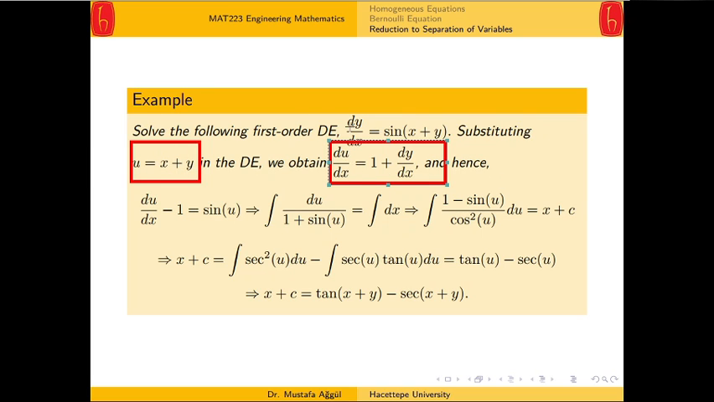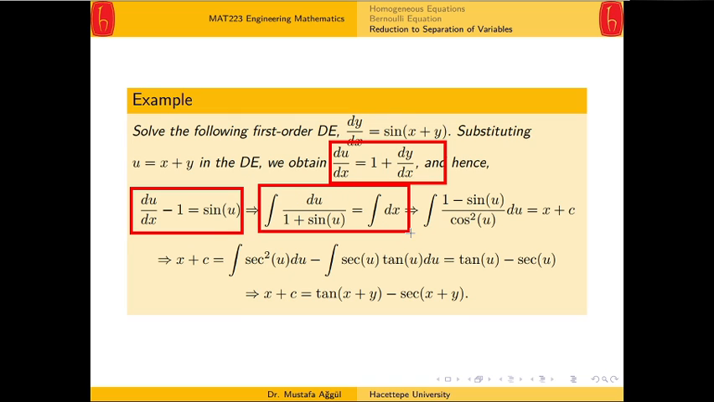If you substitute this in the differential equation, dy/dx is equal to du/dx minus 1, and on the right hand side we have sine of u. So this is our new differential equation. If you move 1 to the other side and divide everything by sine u plus 1, this is a separable equation, and this is the integration leading to the solution. On the right hand side, the integration is quite simple because it will be x plus some constant.